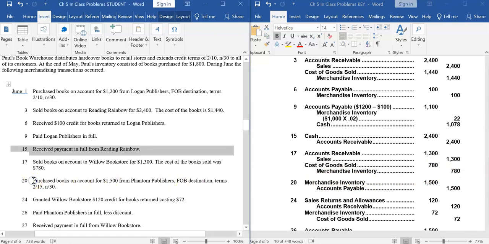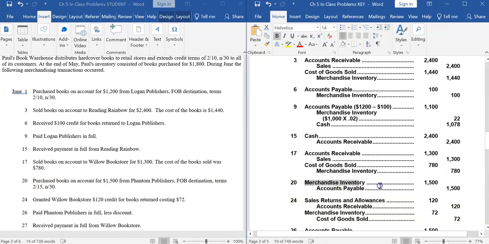On the 20th, we purchased more books from Phantom Publishers. Terms are FOB destination, 2% discount if paid in 15 days. If not, the net amount will be due in 30. Purchase inventory on account. Increase inventory with a debit because we have more inventory. And record an increase to our liabilities with a credit. We now owe more for that purchase.